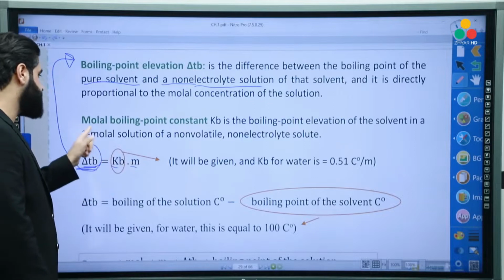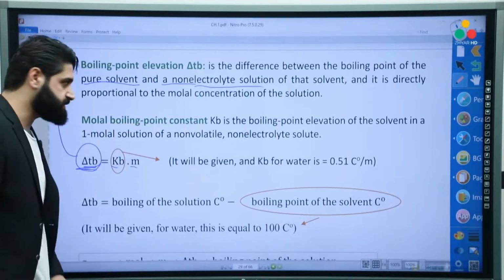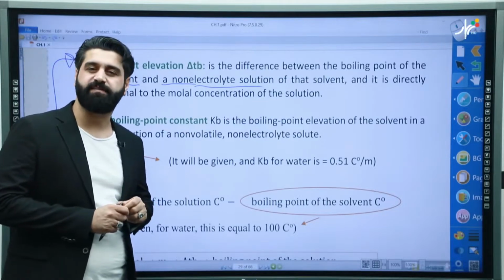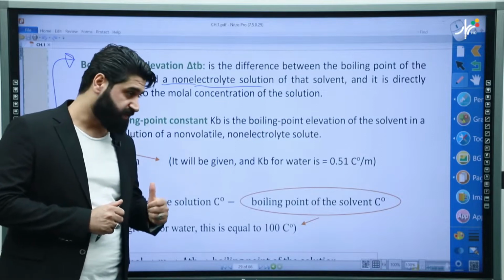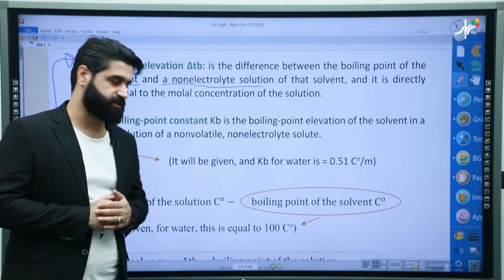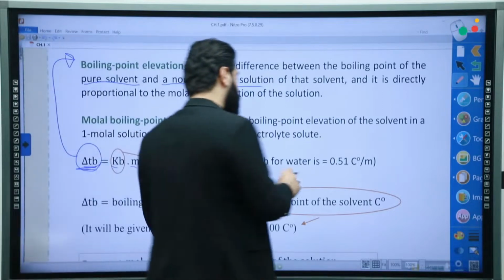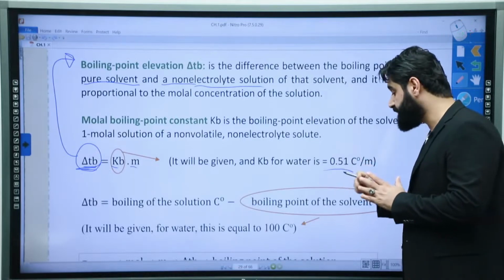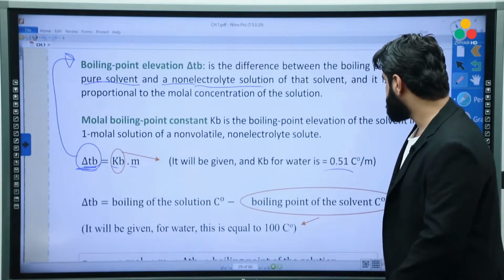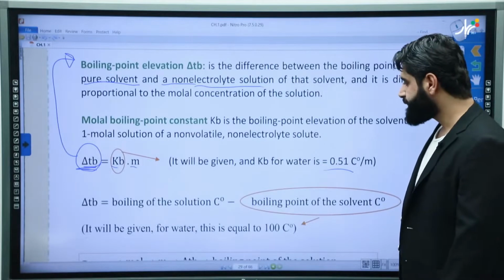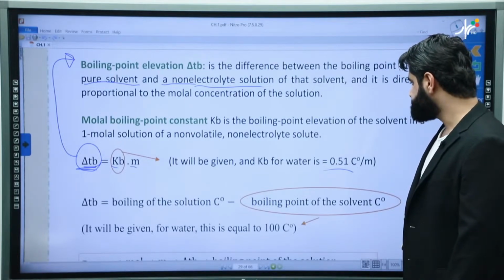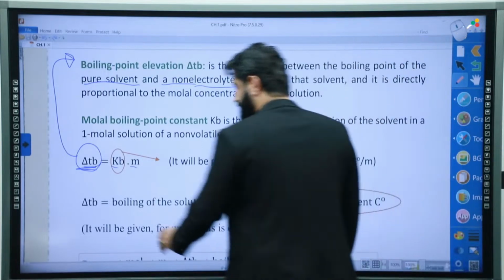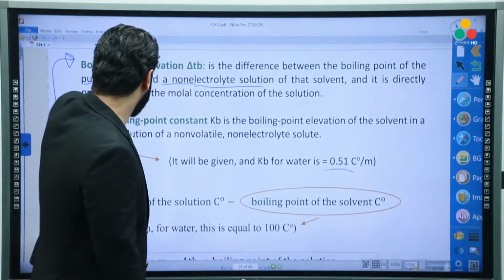KB times molality. KB is the molar boiling point constant, same as KF. Do you remember KF? It was equal to negative 1.86 for water. If the solvent is not water, it must be given by the question. Here, KB for water is 0.51. If the solvent is water, KB is known, which is 0.51. But if the solvent is something other than water, it must be given by the question. Here is another equation, delta TB equals this definition.